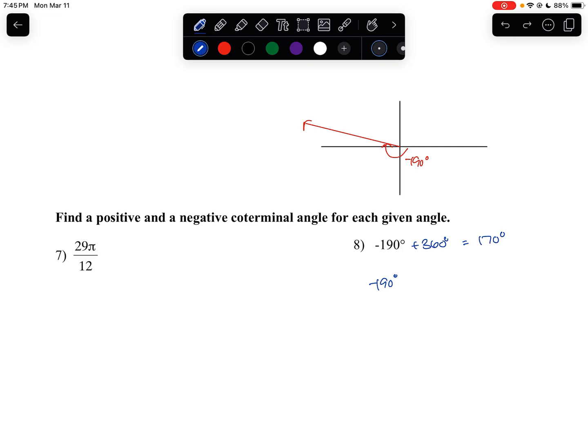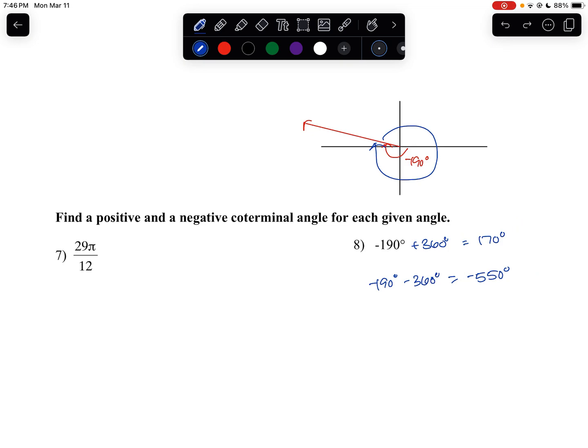Okay, and then if I want a negative coterminal angle, so then I'm going to rotate another 360 degrees in the negative direction. So I'll subtract 360 degrees from that. So negative 190 minus 360, and that's going to give me negative 550. There you go. You have one that's positive, you have one that's negative.